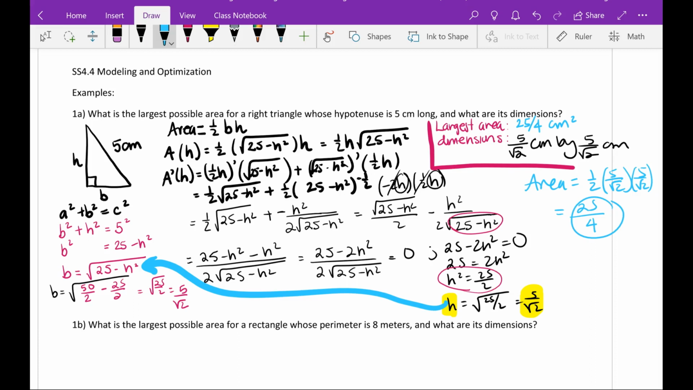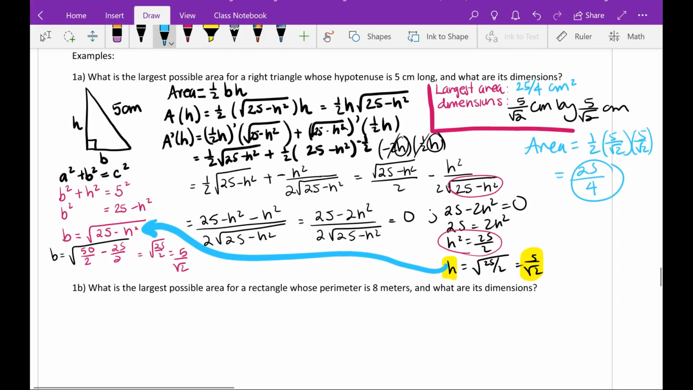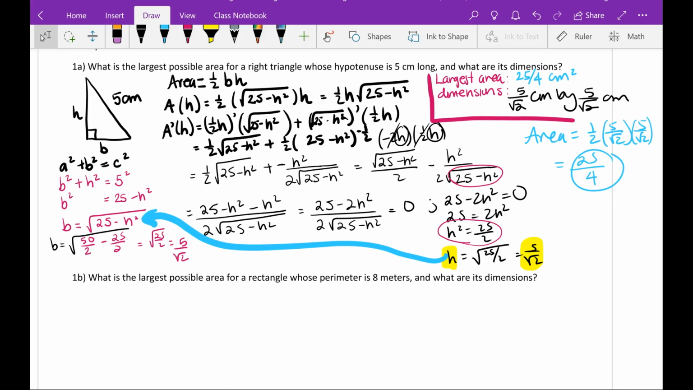Okay. All right, here we go. Let's do part B. What is the largest possible area for the rectangle whose perimeter is 8 meters? And what are its dimensions?